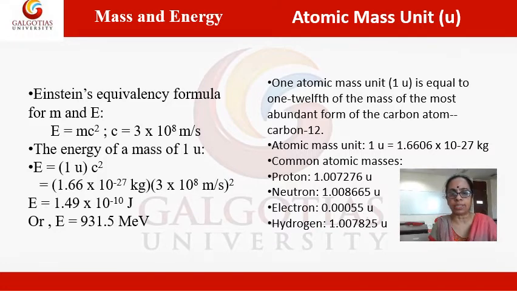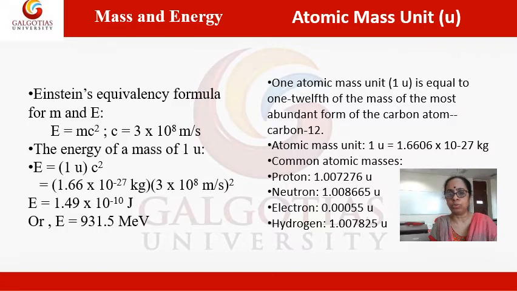So energy of a mass of 1 AMU is equal to 1 AMU into c square. So automatically you will get 1.49 multiplied by 10 to the power minus 10 joule, and E is equal to 931.5 mega electron volt. So what is one atomic mass unit? It is equal to the 1/12 of the mass of the most abundant form of the carbon atom, carbon 12. Atomic mass unit 1 u is equal to 1.6606 into 10 to the power minus 27 kg.